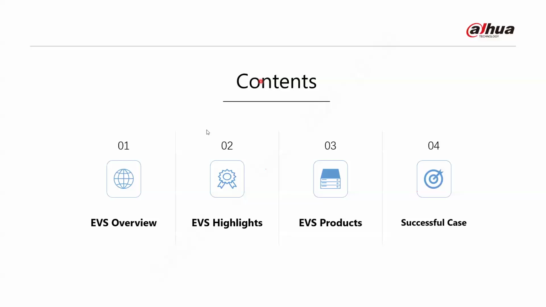So these are the contents. We have four parts, but I'm going to skip the last one. We have the EVS device storage overview. Then take a look at the EVS highlights, the EVS product types, and again, we close at that particular point.